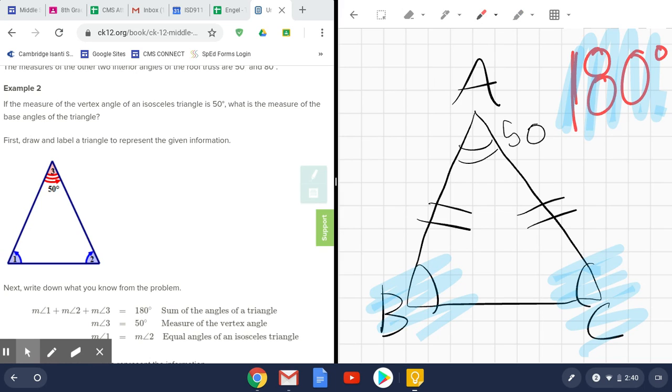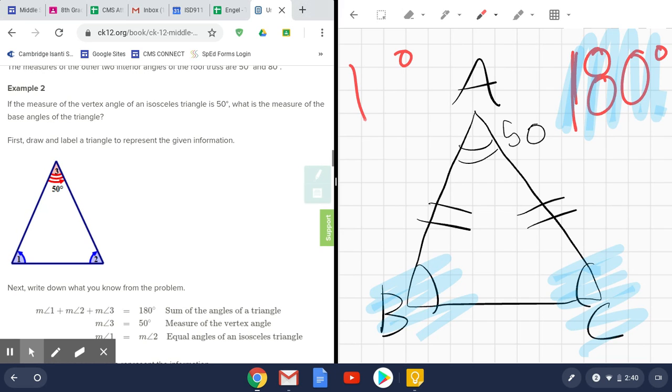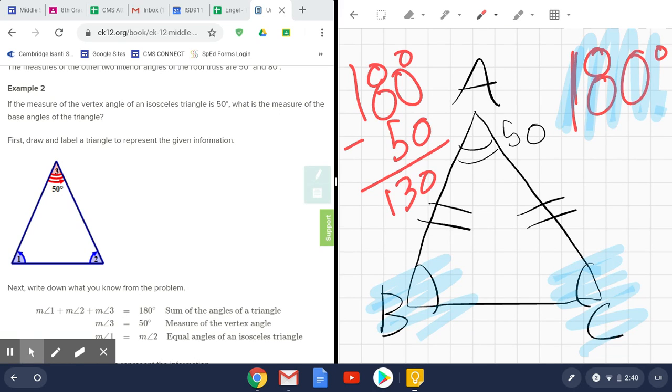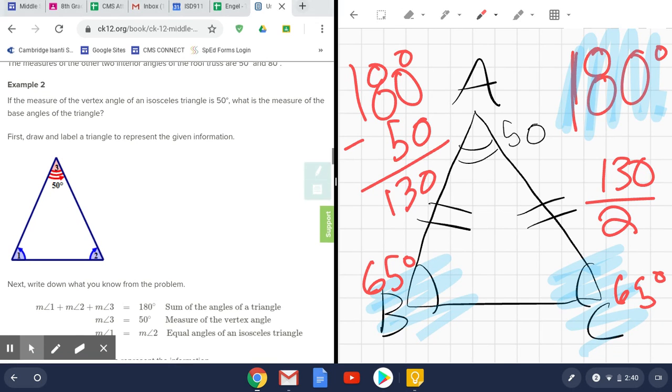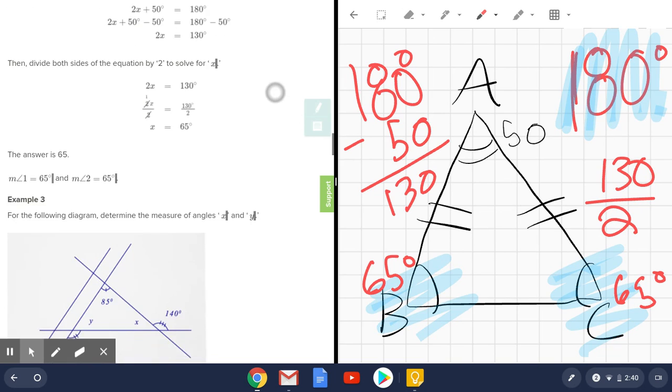So 180 degrees minus 50. What does that equal? It would equal 130. Nice job. So we need to figure out what 130 divided by 2 is. It would be 65. Nice job. So angles B and C have to equal 65 degrees each. You guys are rock stars.